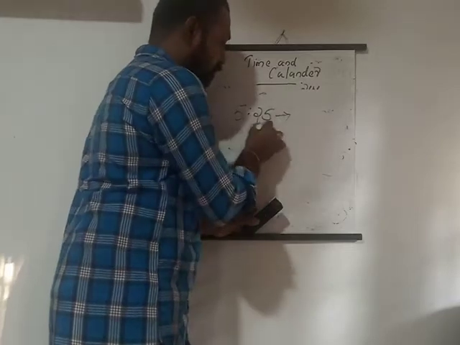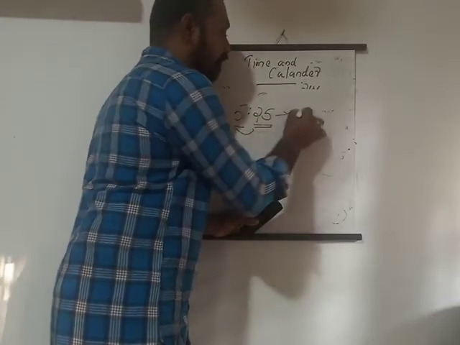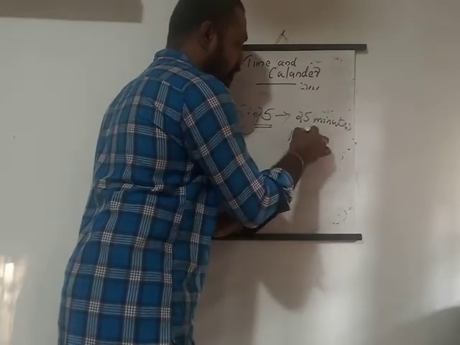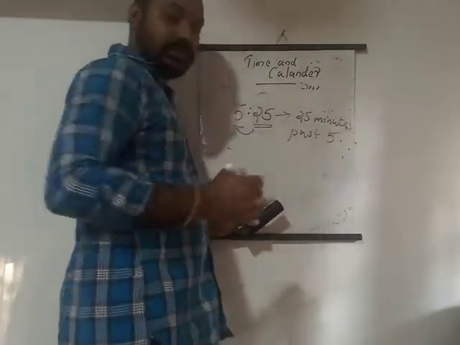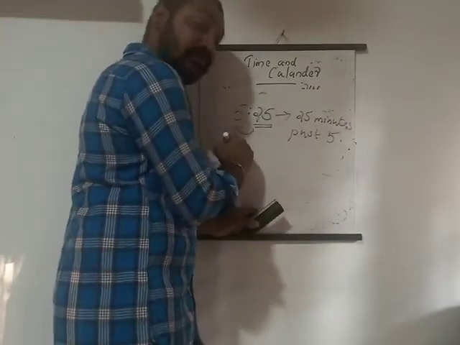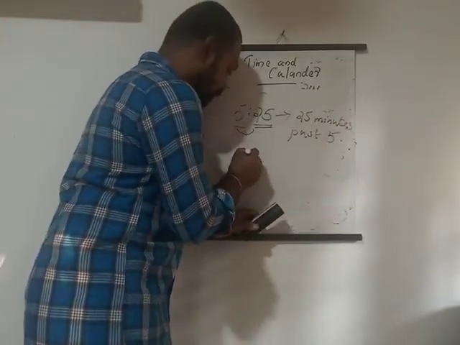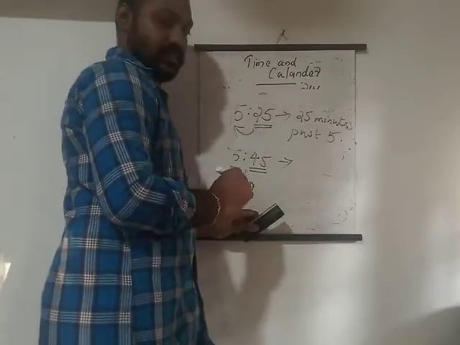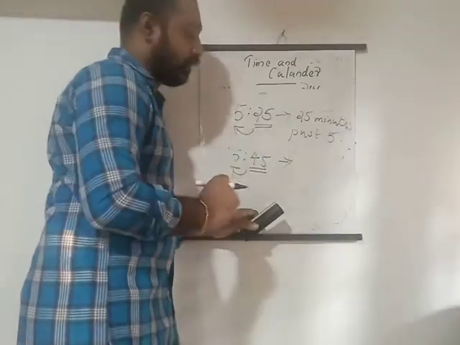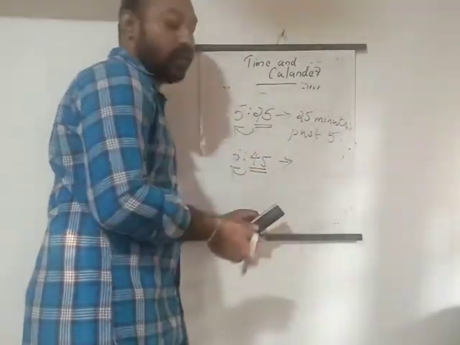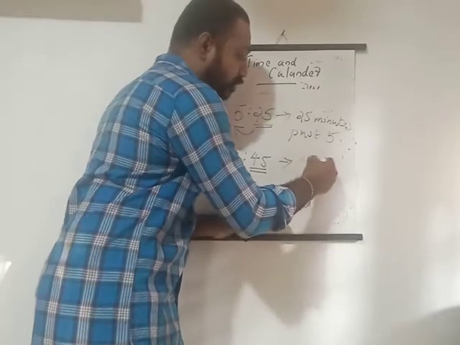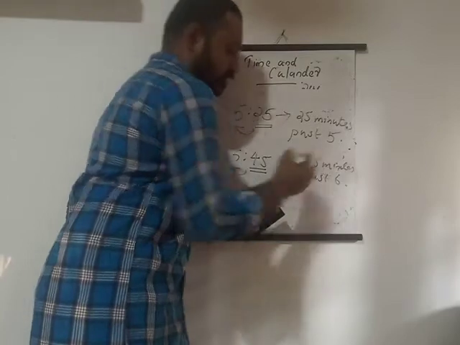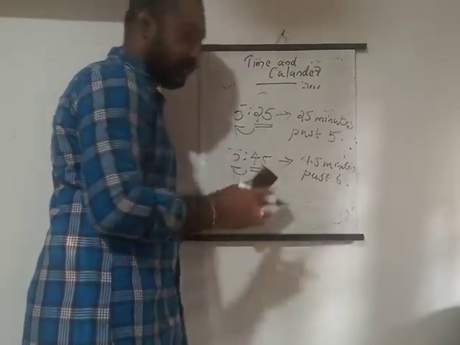So how can we read this one? 5:25. This is 25 minutes past 5. 25 minutes past 5. So this is the thing. Like that, this one is 45 minutes past 6. Okay, so these are the things. This thing only you have to learn today, and the rest of the things we will learn tomorrow. So this is called 45 minutes past 6. Like that, we read.